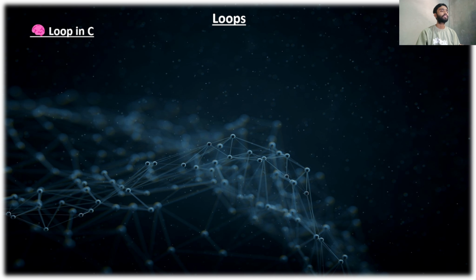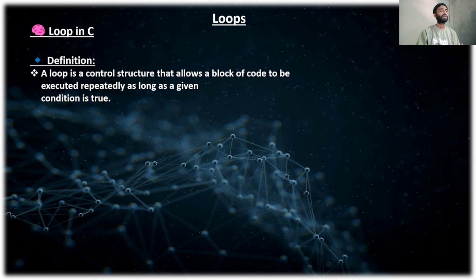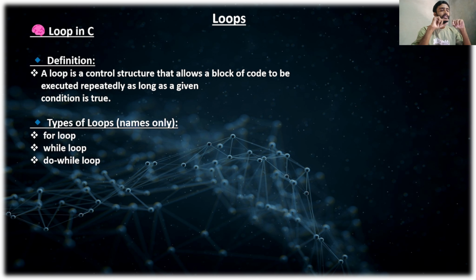We can execute a block of code using a control structure like a loop. Let's see the definition. A loop is a control structure that allows a block of code to be executed repeatedly as long as a given condition is true. That means there will be a given condition. If the given condition is true, the loop will continue and the block of code will be executed. Let's see the types of loops. In C, there are three types of loops: for loop, while loop, and do while loop.